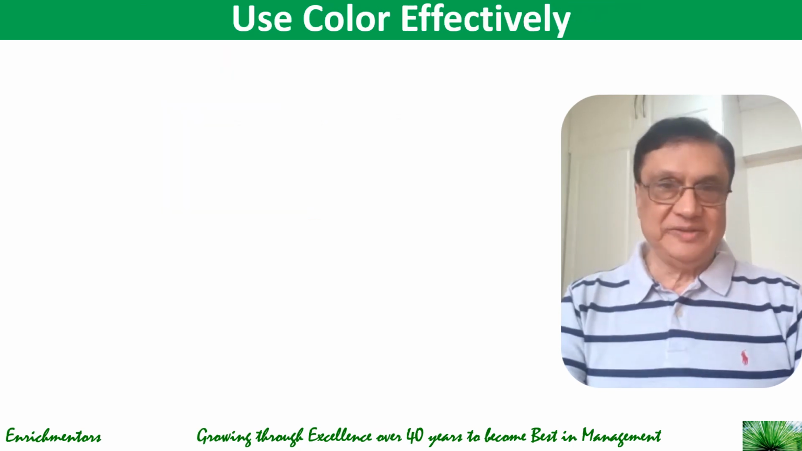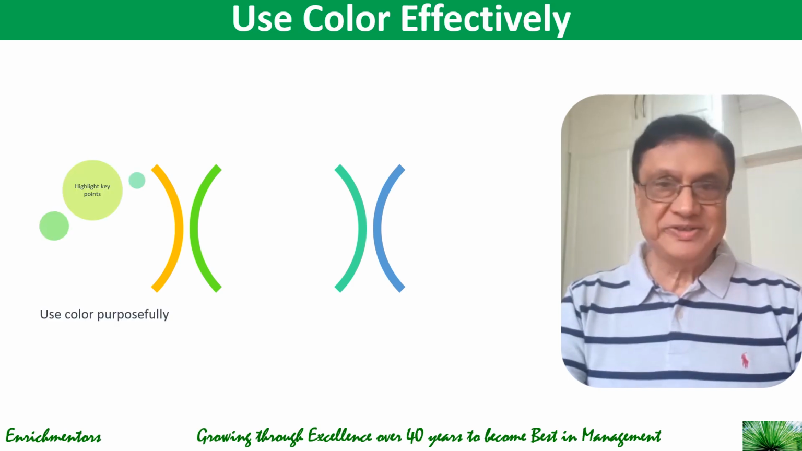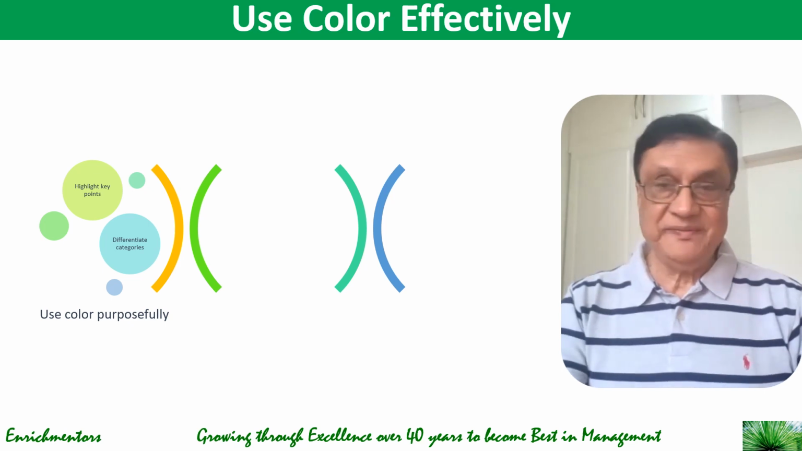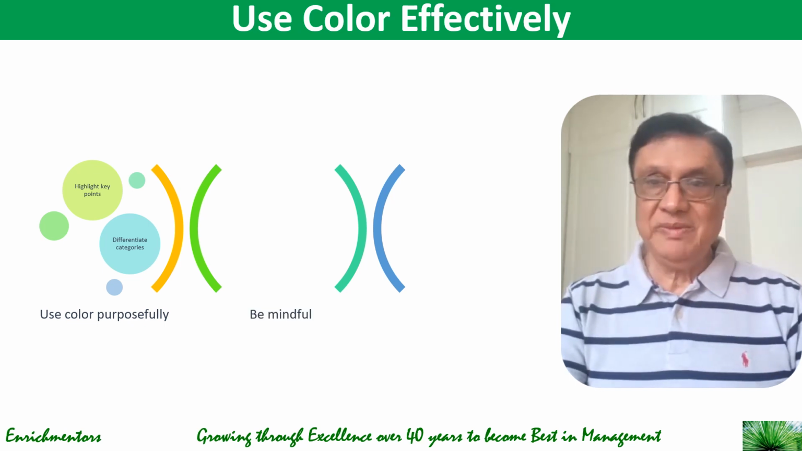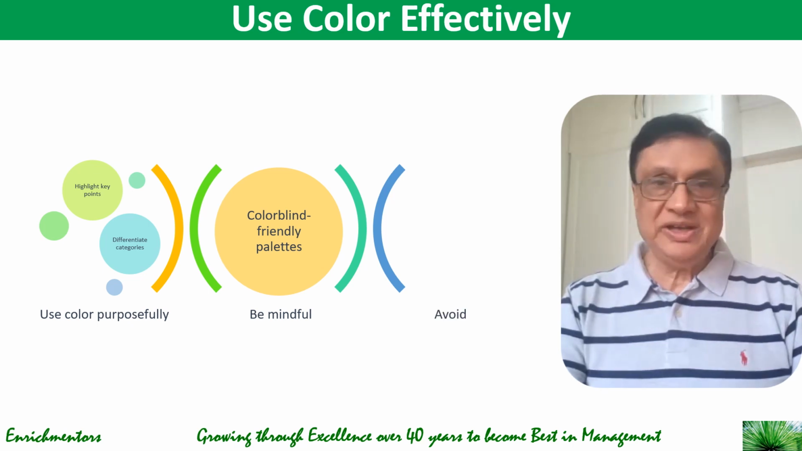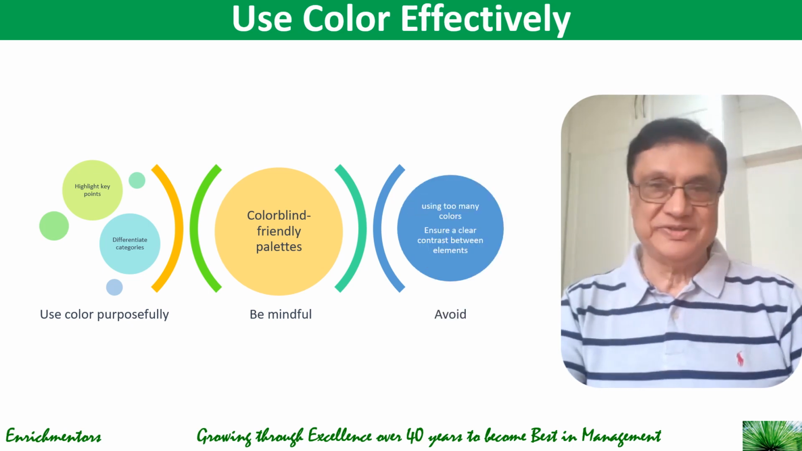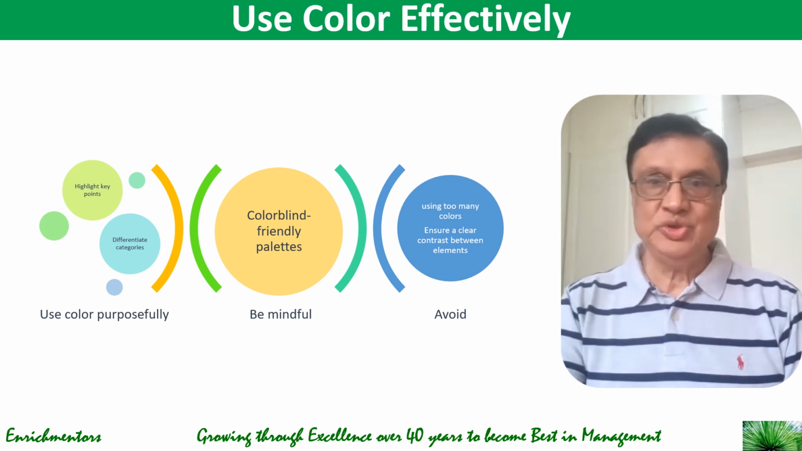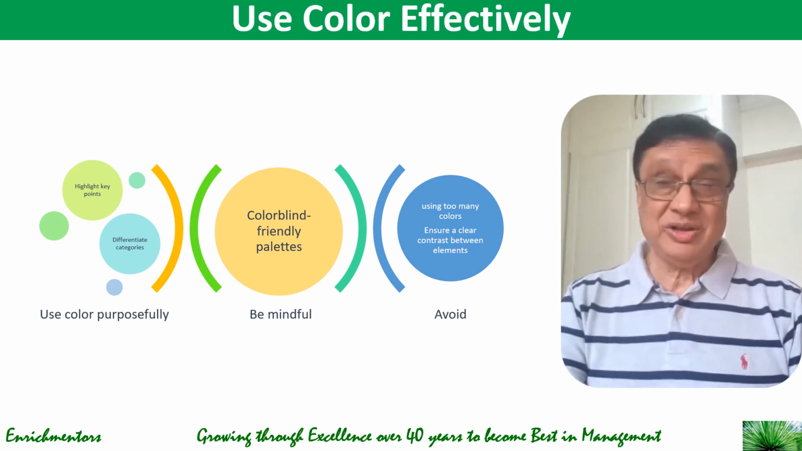Use color effectively. Use color purposefully to highlight key points and differentiate categories. Different categories should use different colors. Be mindful of colorblind-friendly palettes. Avoid using too many colors and ensure a clear contrast between the elements. That's how you can use color effectively in your data visualization. Ever thought about all this?